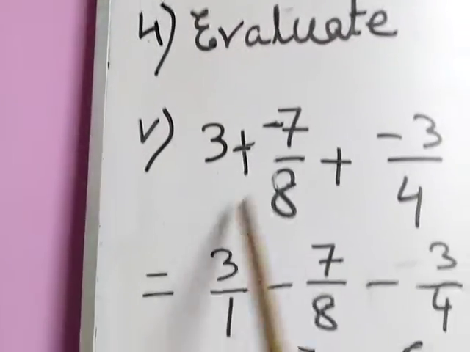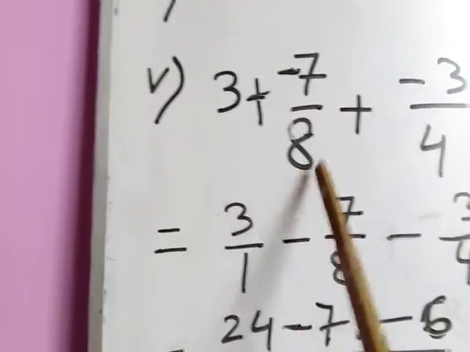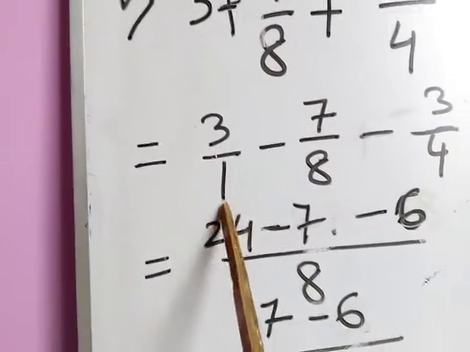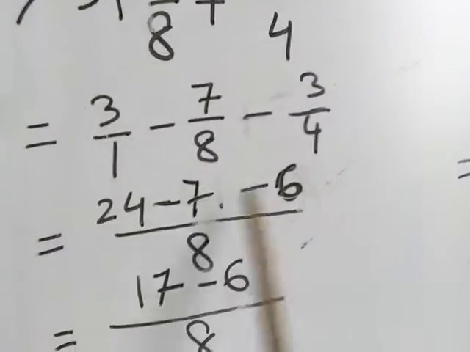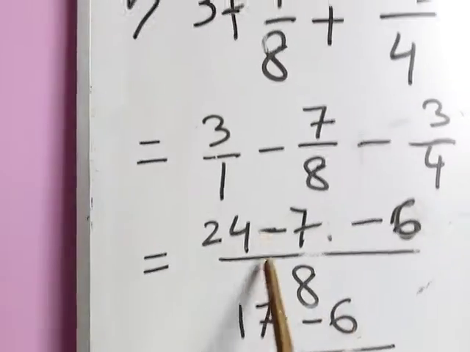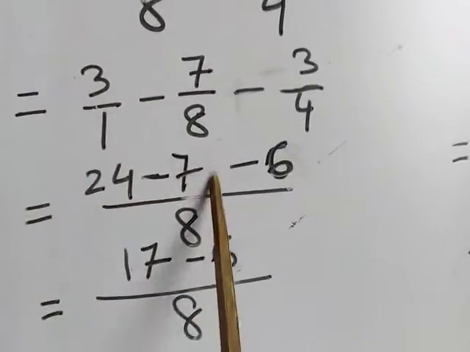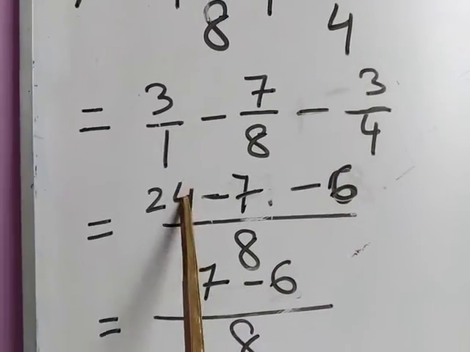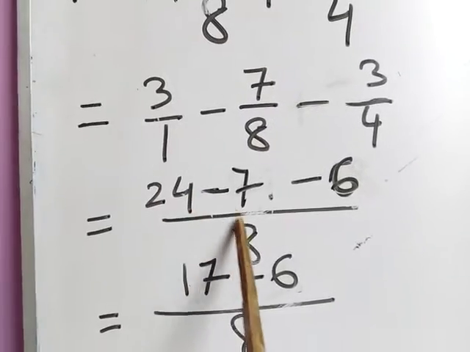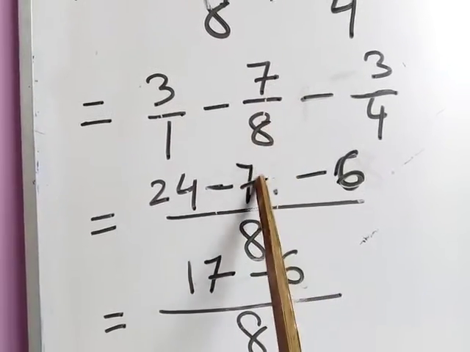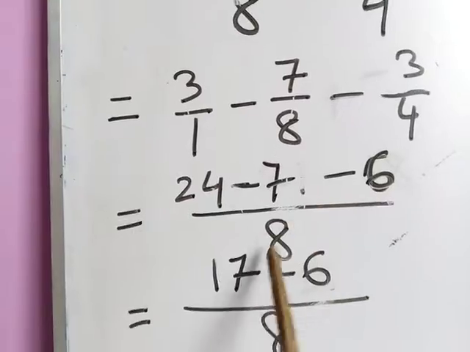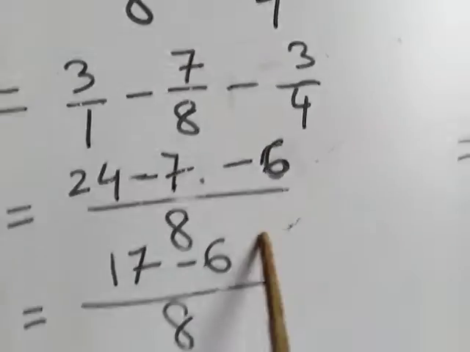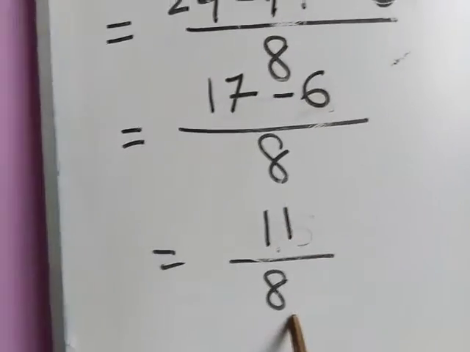Evaluate 3 plus minus 7 by 8 plus minus 3 by 4. What will you get? Second line: 3 by 1 minus 7 by 8 minus 3 by 4. You should take the LCM of 4 and 8. LCM of 4 and 8 will be 8. Then it will be 24. 3 eights are 24. Then minus 7 and minus 6. Then 24 minus 7 is 17, and 17 minus 6 will be 11 by 8.